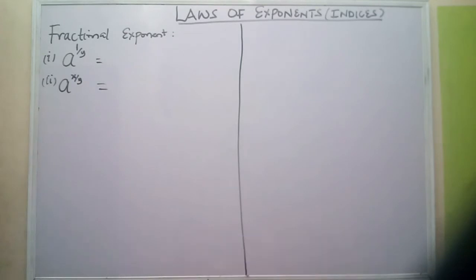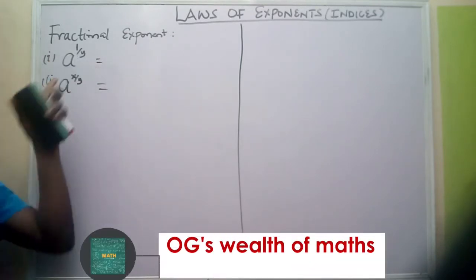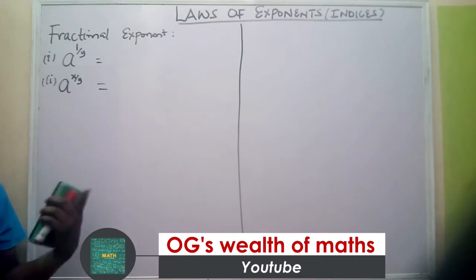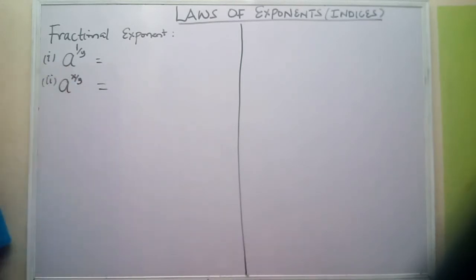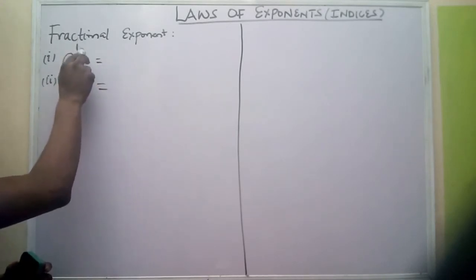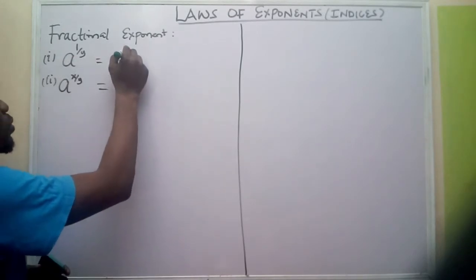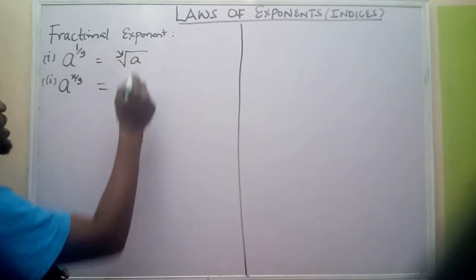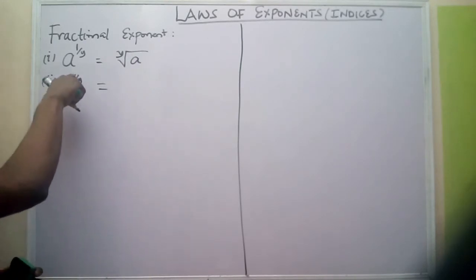Now, if you look at these two expressions, in the first one, I have a fractional exponent in which the numerator is a 1. And in the second one, I have a fractional exponent whose numerator isn't a 1. Now, for the first, the denominator of my exponent becomes the root of the base. Therefore, my result becomes the y root of a. Now that's all.